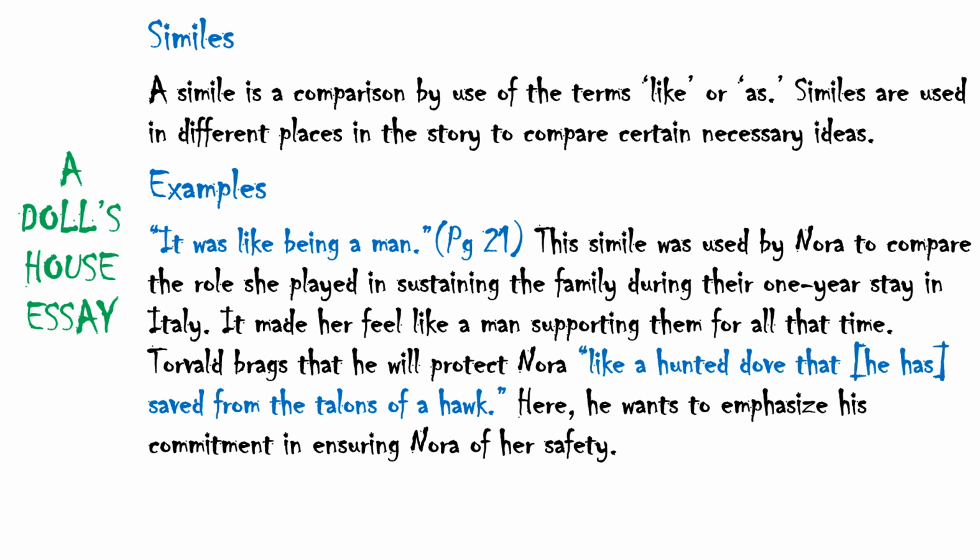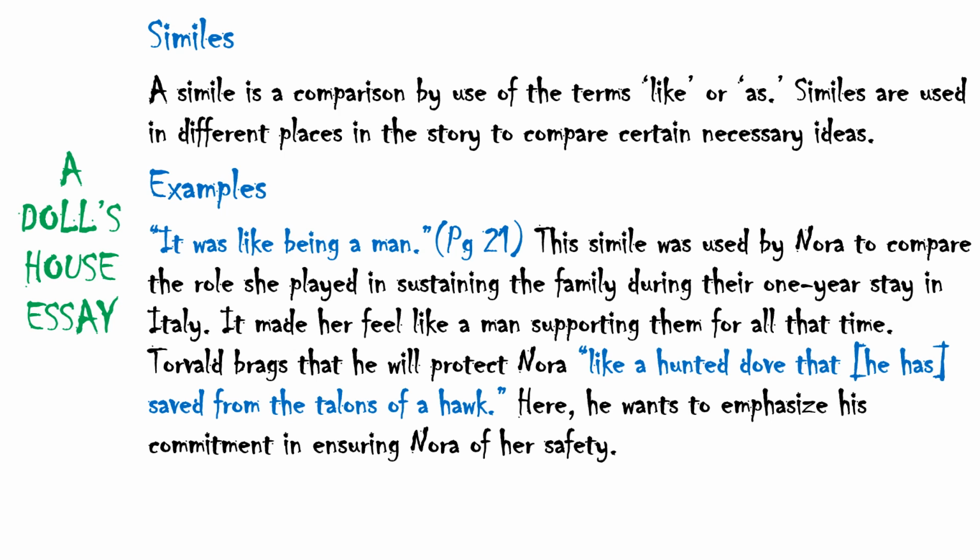Similes. A simile is a comparison by use of the terms like or as. It's just the opposite of a metaphor. A metaphor is comparison of two things, but without using the terms like or as directly. But in this case, there is the use of the terms like or as. Similes are used in different places in the story to compare certain necessary ideas.